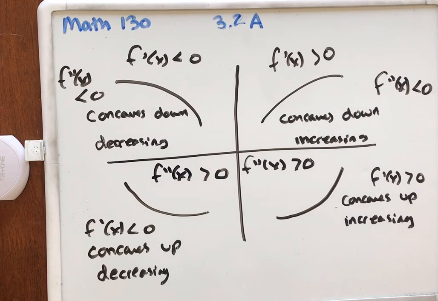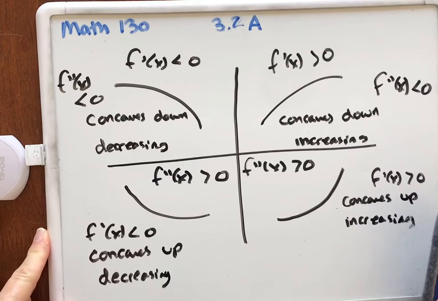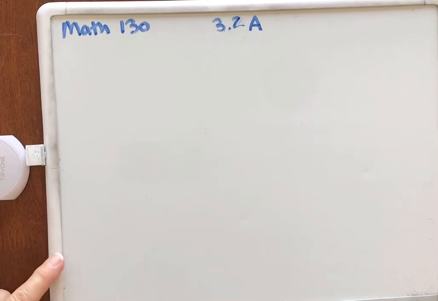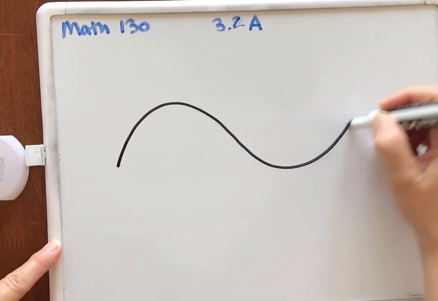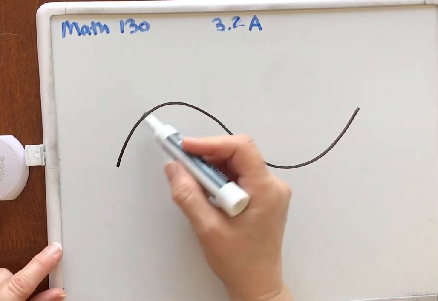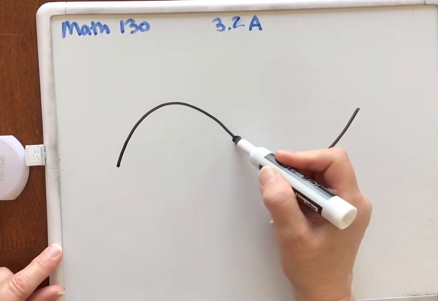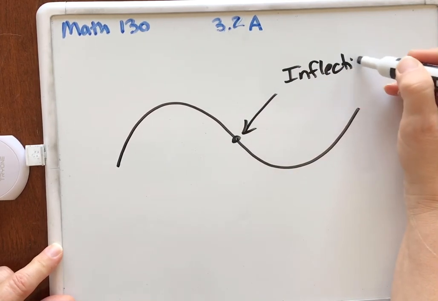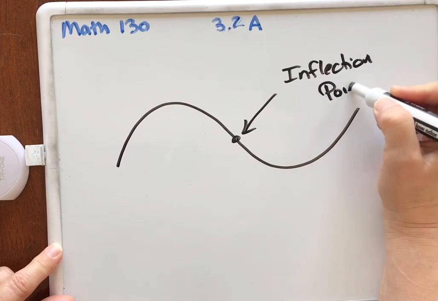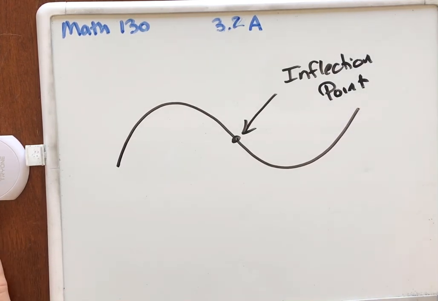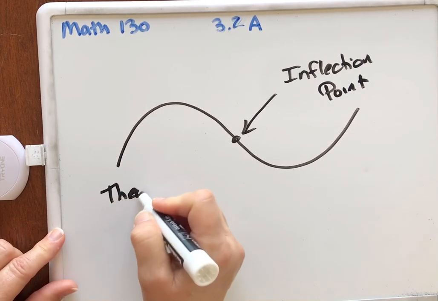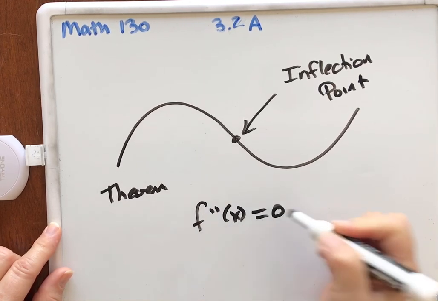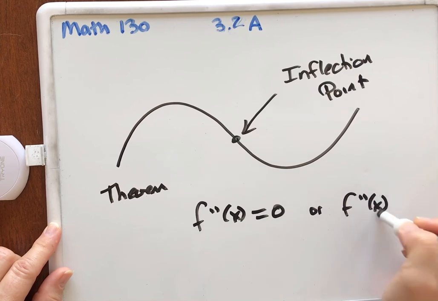Okay, we're going to look at another picture. If we have something like this, where it switches from concaves down to concaves up, we call this the inflection point. All right, we have a theorem where it states this happens where f double prime x equals 0 or where f double prime x does not exist.